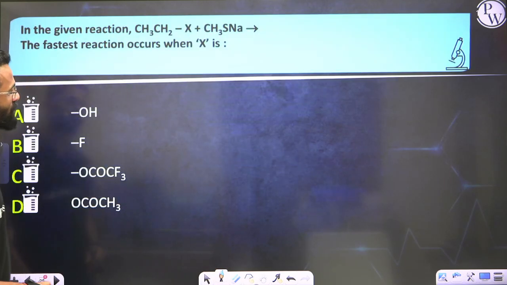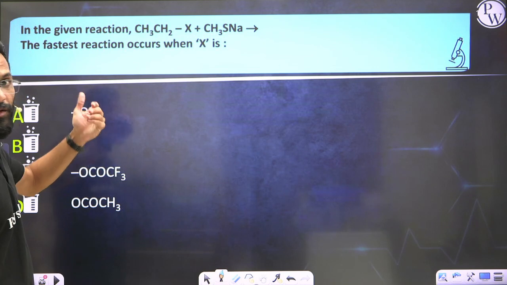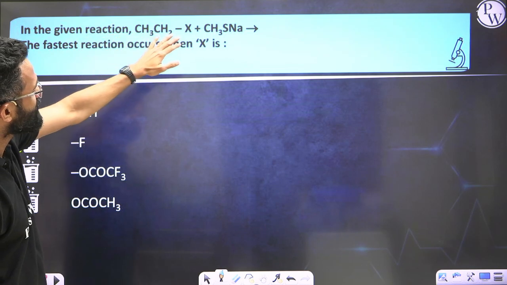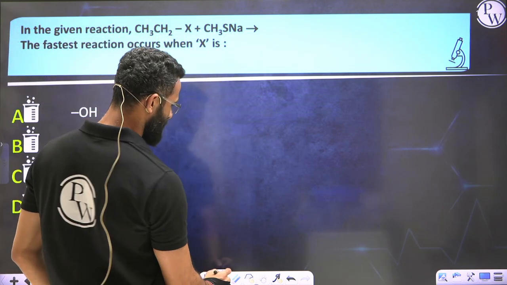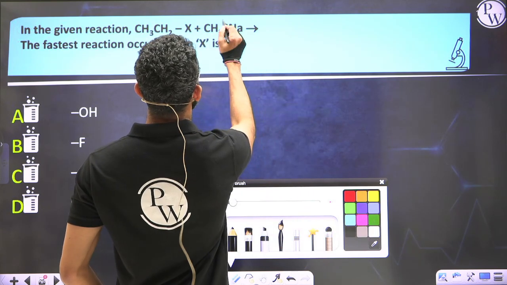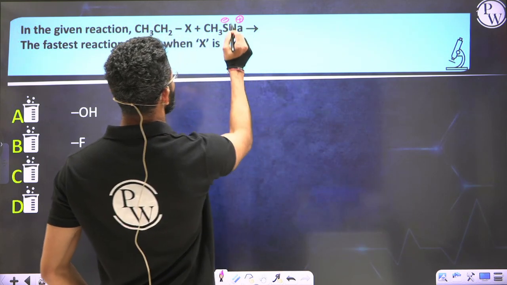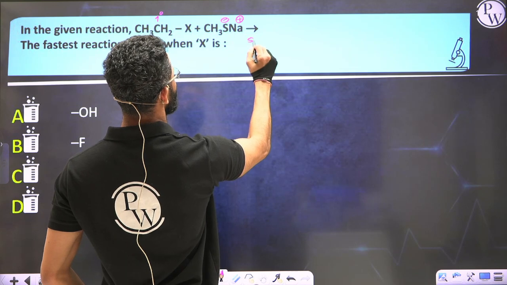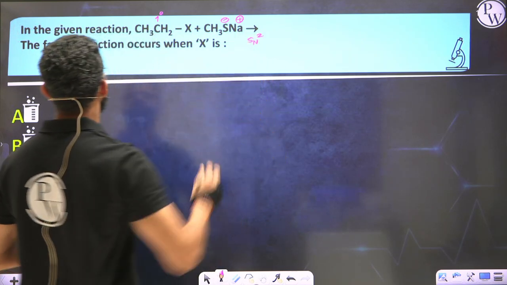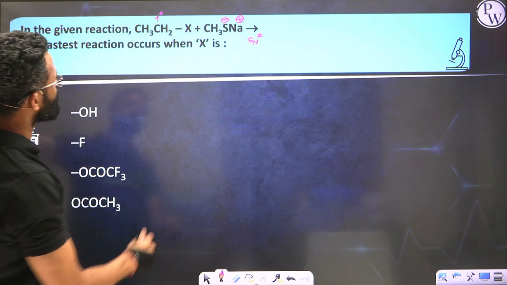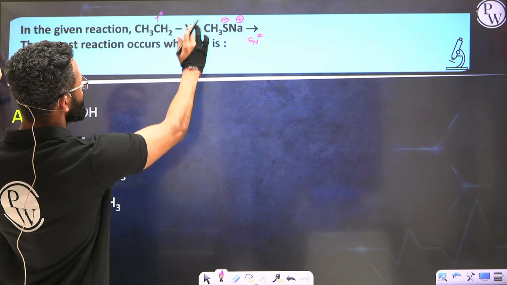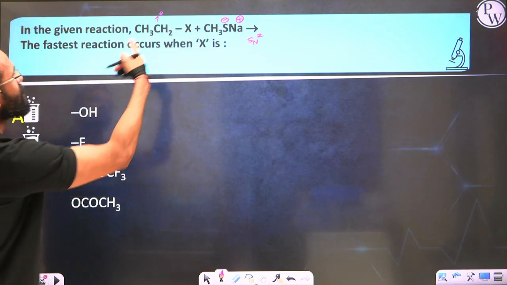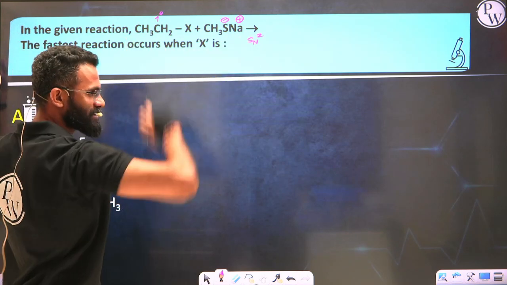The first one for you, while again there could be a question from session 1 as well. In the given reaction, ethyl halide is treated with CH3SNa, meaning CH3S minus and Na plus. So this is an anionic nucleophile. This is a primary alkyl halide, which means they are talking about the SN2 reaction mechanism. The fastest rate of reaction occurs when the value of X is what? X is a leaving group. So they are asking, out of these 4 leaving groups, which should we take so that the rate of SN2 will be faster?